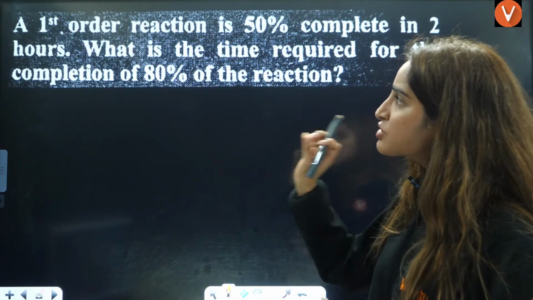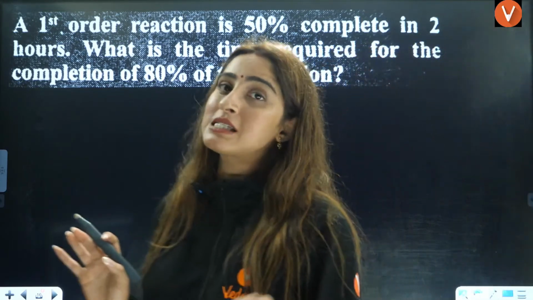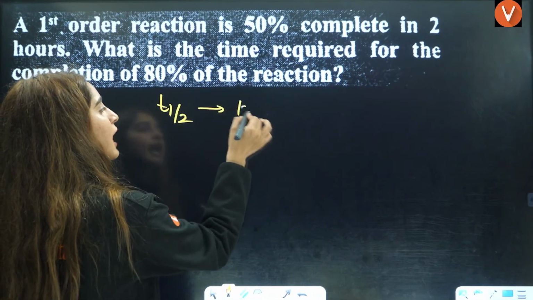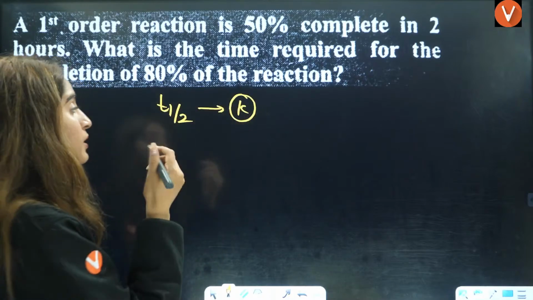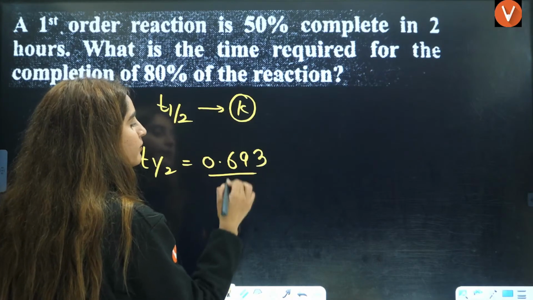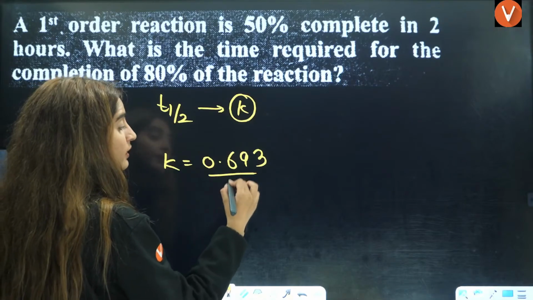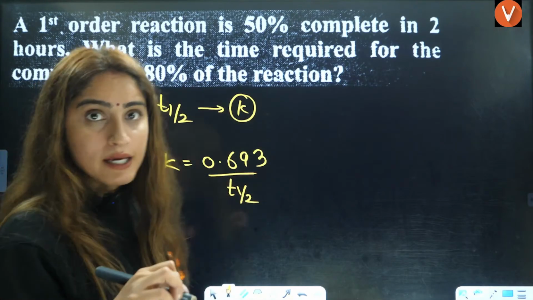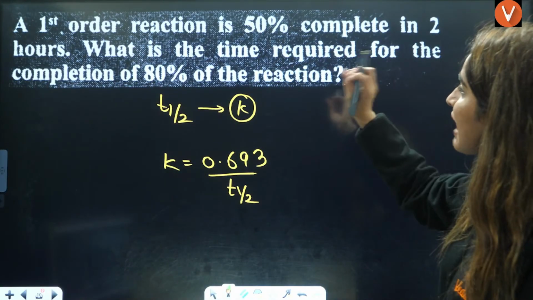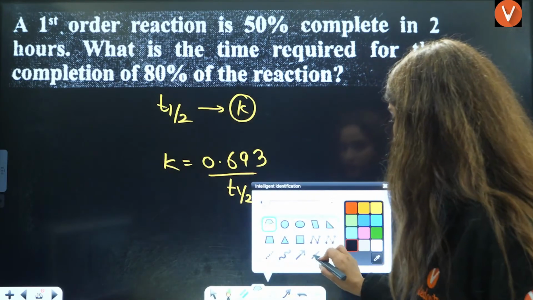The question is, a first order reaction is 50% completed in 2 hours. That means T half is given to us. So when T half is given to us, you can easily calculate the value of rate constant, because T half equals 0.693 divided by K. That means K is equal to 0.693 divided by T half, right? Okay. Now, next is, what is the time required for the completion of 80% of the reaction?